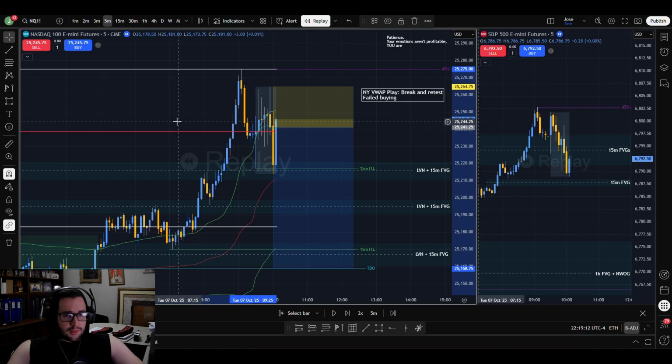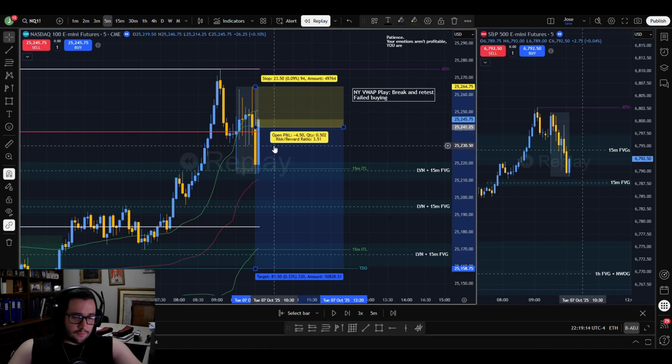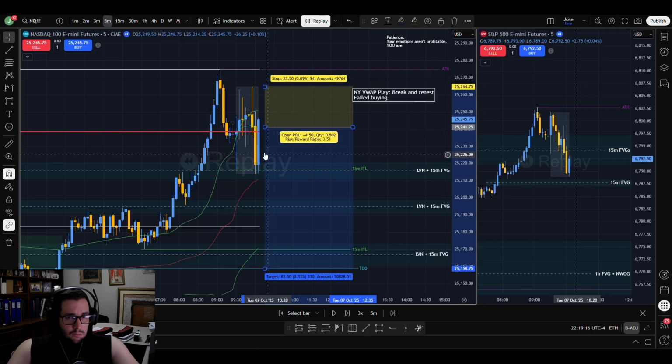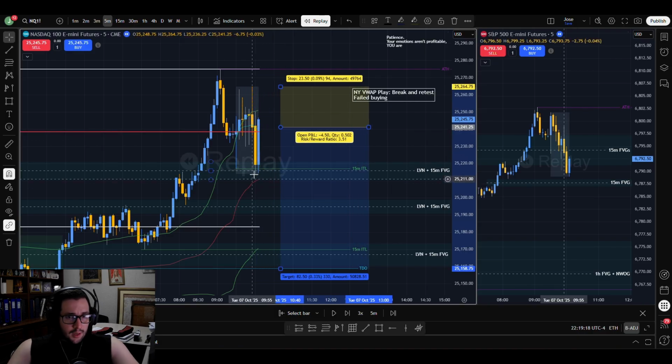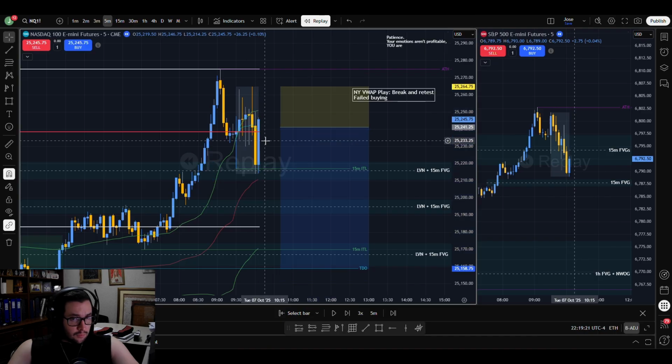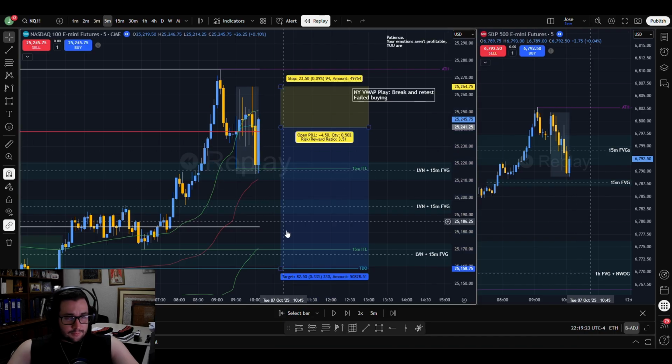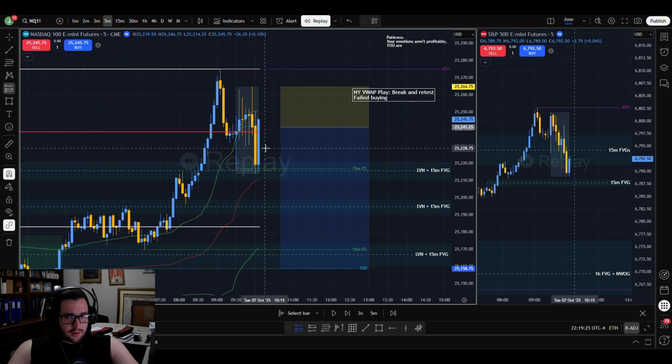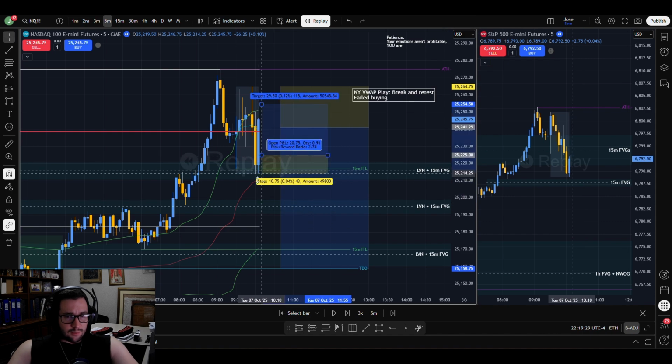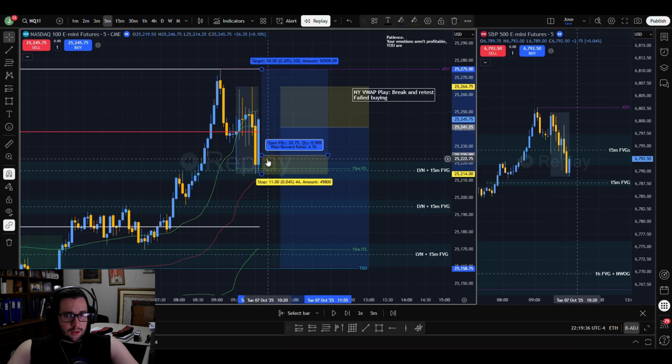I was actually looking for longs off this sweep, and it didn't look too bad. But I think my ideal entry was like 225 with a very tight stop, and maybe target these highs or even these highs. I think I just wasn't quick enough.